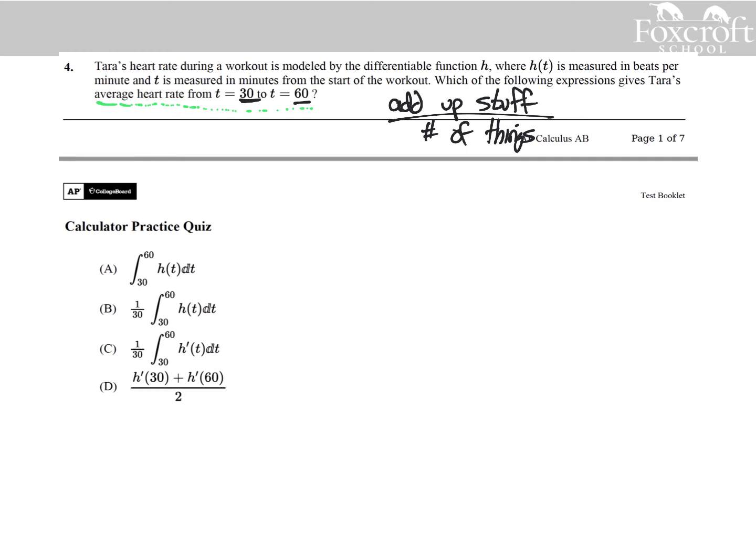So the fraction part is going to be 60 minus 30, which is 30. So we should have a 1 over 30 at the front of our answer. That takes out A and D, because this part should be the dividing part that you would do.